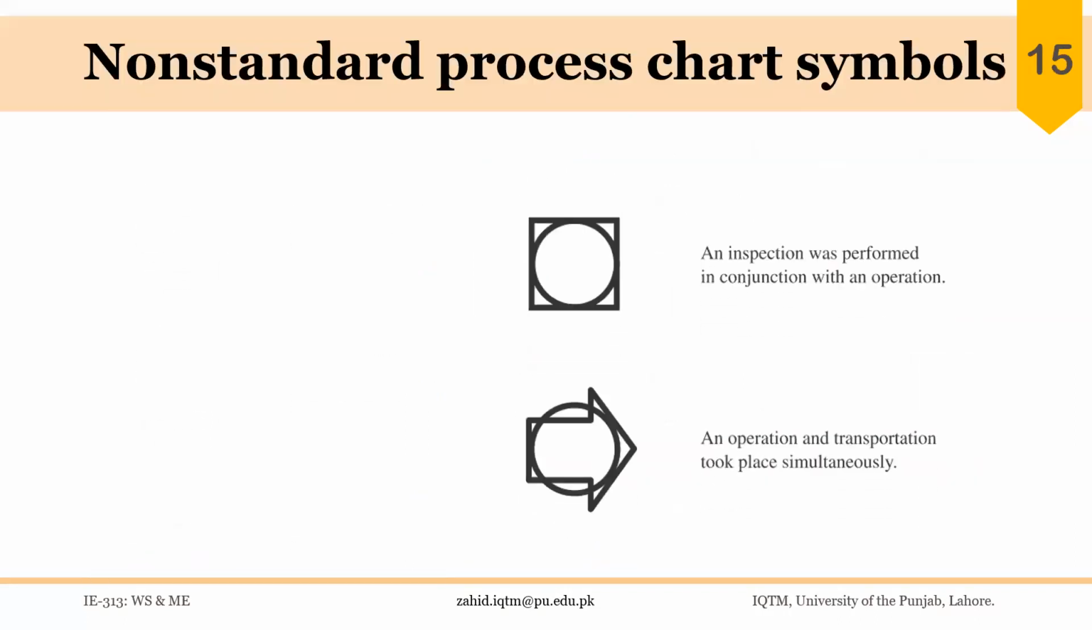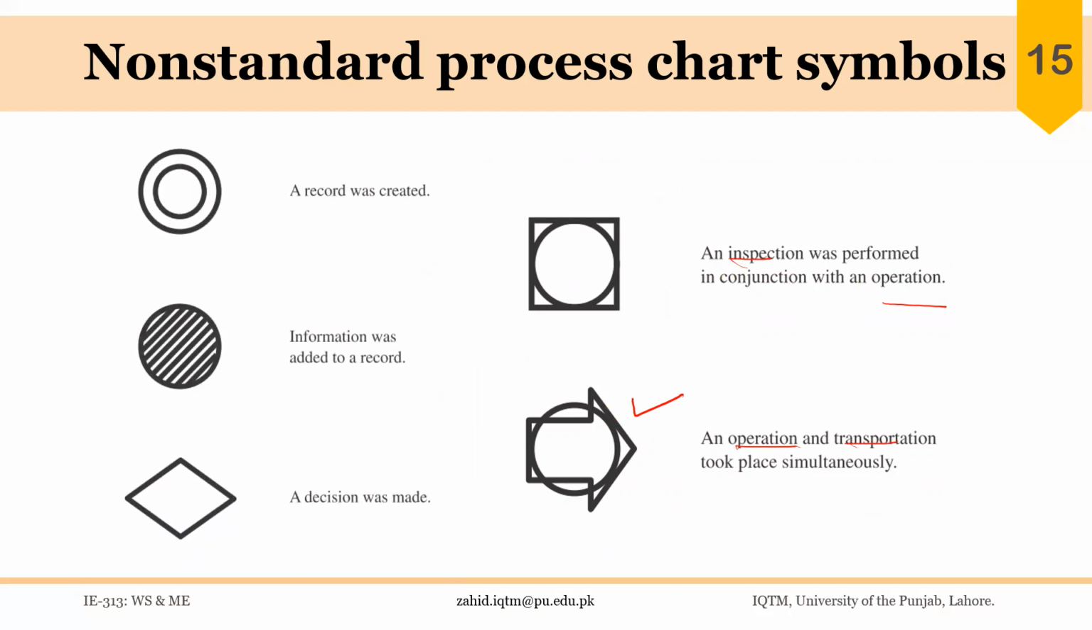And two symbols can be combined together. So an inspection was performed in conjunction with an operation. So we can combine the symbol for operation and inspection. So a circle within a square. An operation and transportation took place simultaneously. So arrow and a circle. So symbol for operation and transportation are combined.